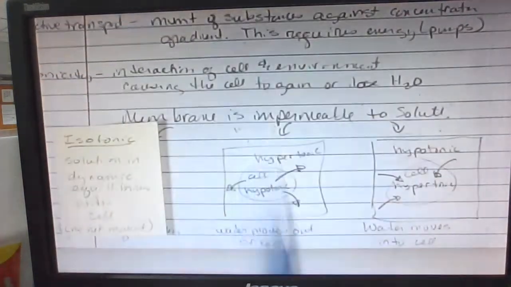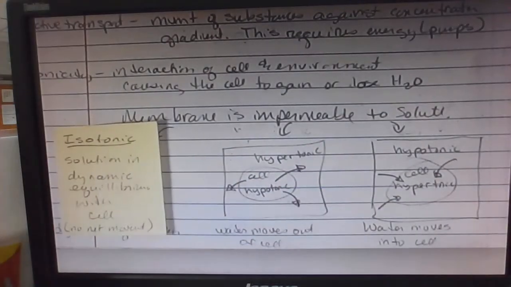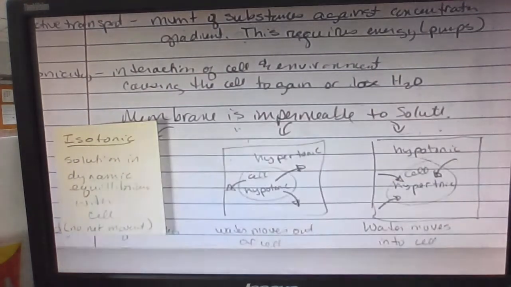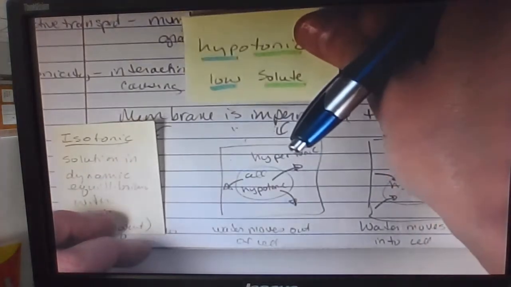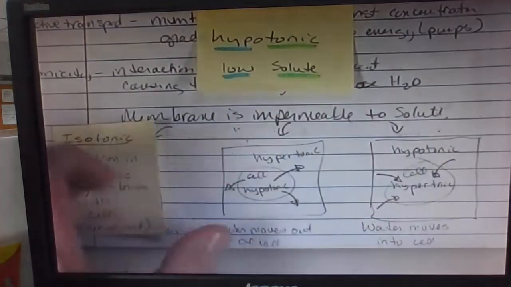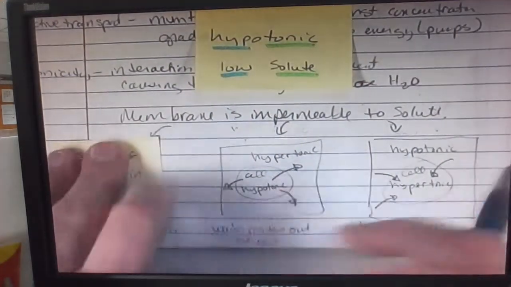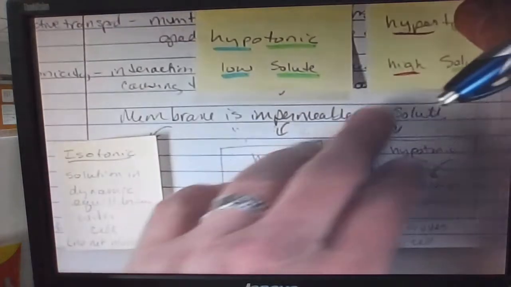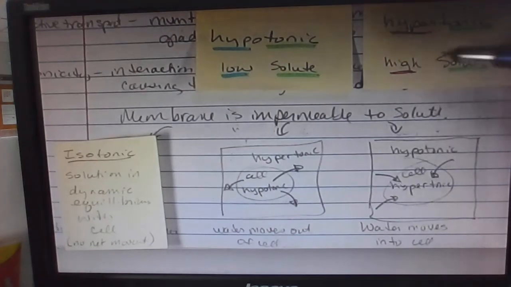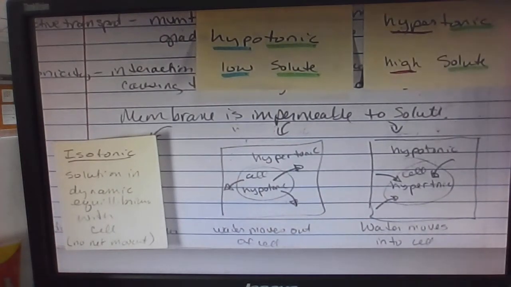Isotonic, the solution is in dynamic equilibrium with the cell. There's no net movement of water. Water molecules are moving, but they're moving in and out at such a rate that it equals out. Hypotonic means that a solution has low solute. Hypertonic means a solution has high solute.